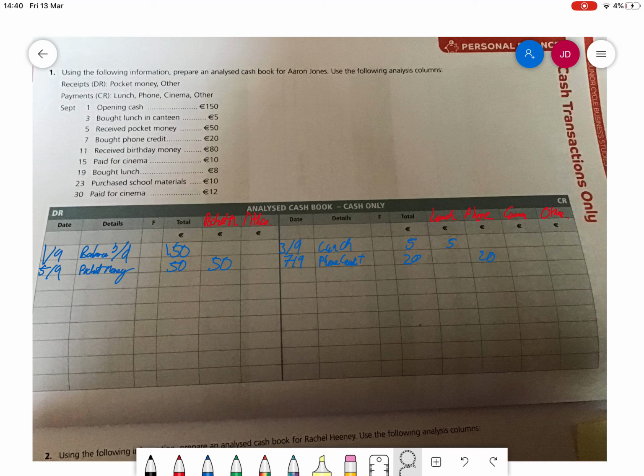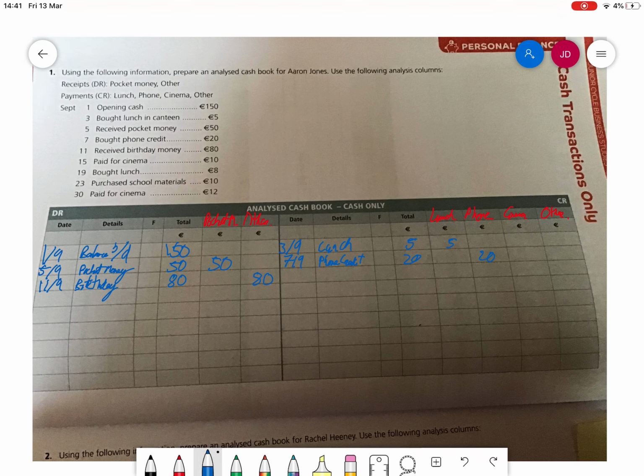Next, on the 11th of September, he received birthday money. So he received it, so it's going to go on our debit side. I'm just going to fill this in here now. So birthday on the 11th of the 9th. He received how much? €80. And because it wouldn't be pocket money, we put it into other. There's no point in having a column for birthday because it's not money you receive on a weekly or monthly basis. We only ever receive it once a year.